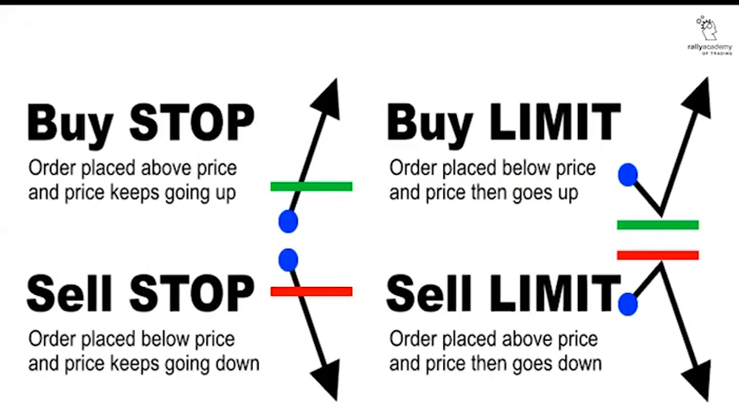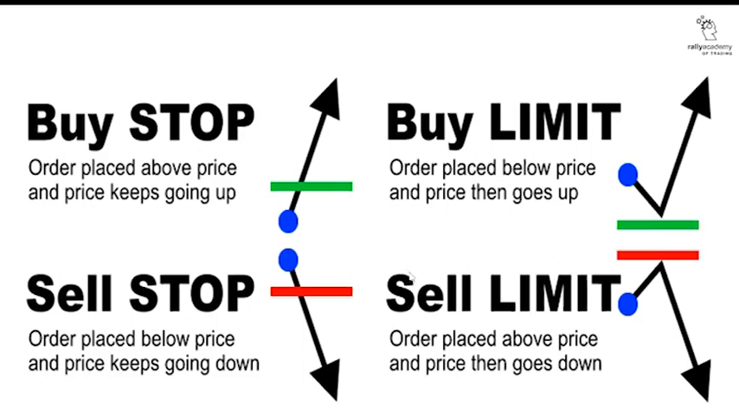So the first one we have is the buy stop. This order is placed above price, for when price keeps going up. So if price is going to go up, we can place a buy stop above where price is to pick up our trade when price begins to go up. The next one is the sell stop. The sell stop is the opposite of the buy stop. You are placing a trade below where price is.